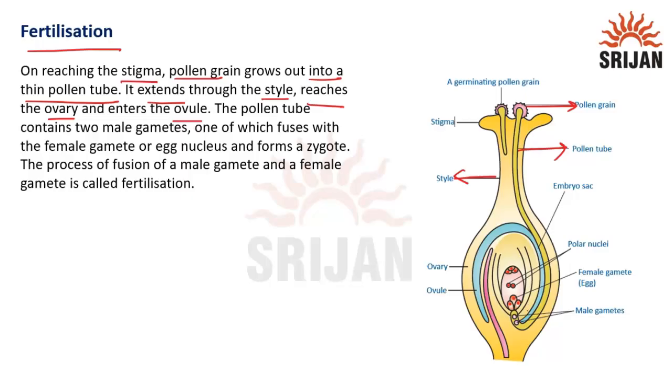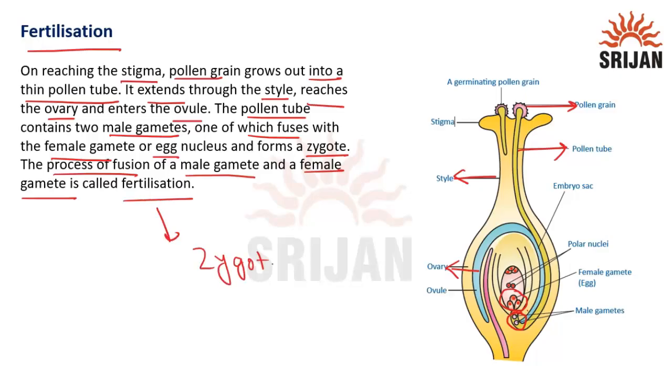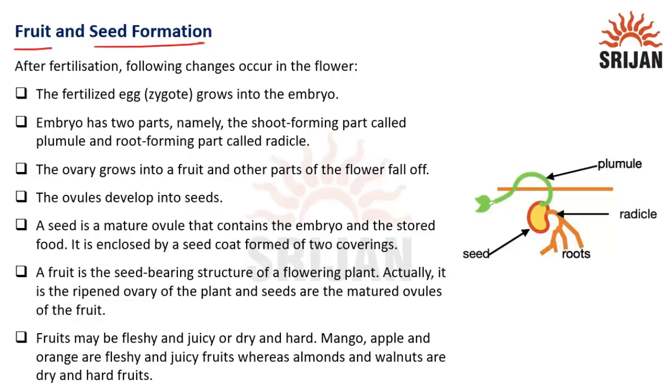This is the ovary. The pollen tube contains two male gametes. So we can see there are two male gametes, one of which fuses with the female gamete or egg nucleus. So these are the female gametes or egg nucleus, and it forms a zygote. The process of fusion of male gamete and female gamete is called fertilization. That means fertilization forms zygote by the association of male gamete, that is the pollen, and the female gamete, that is egg. Then comes fruit and seed formation.